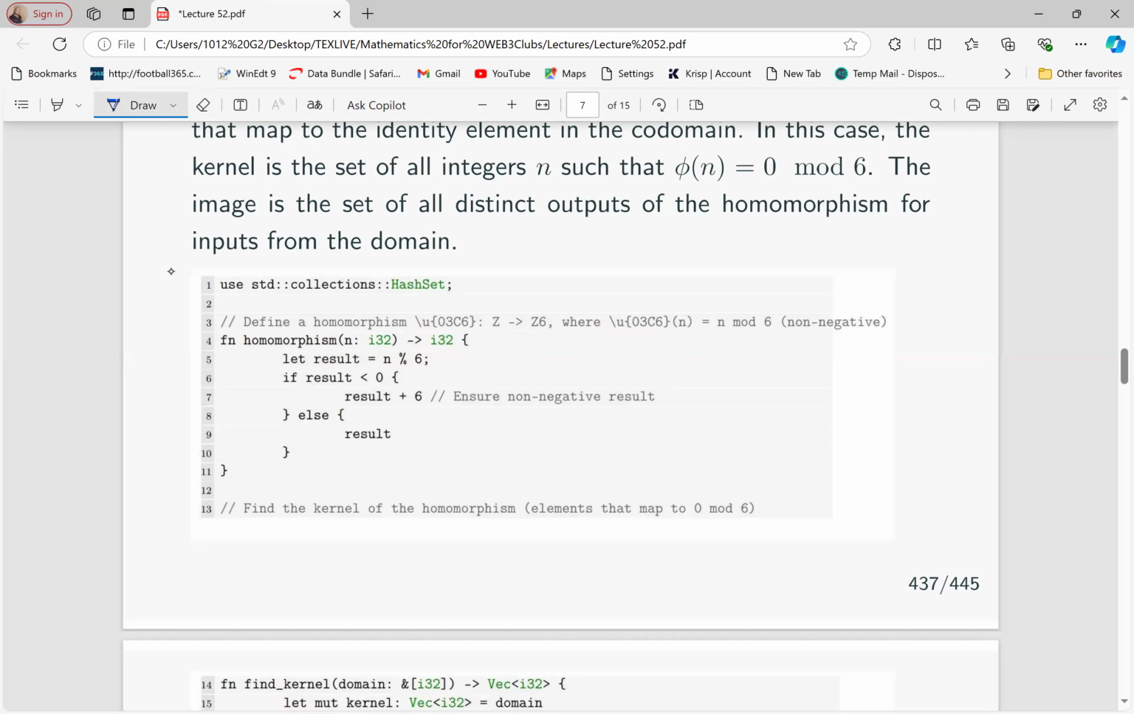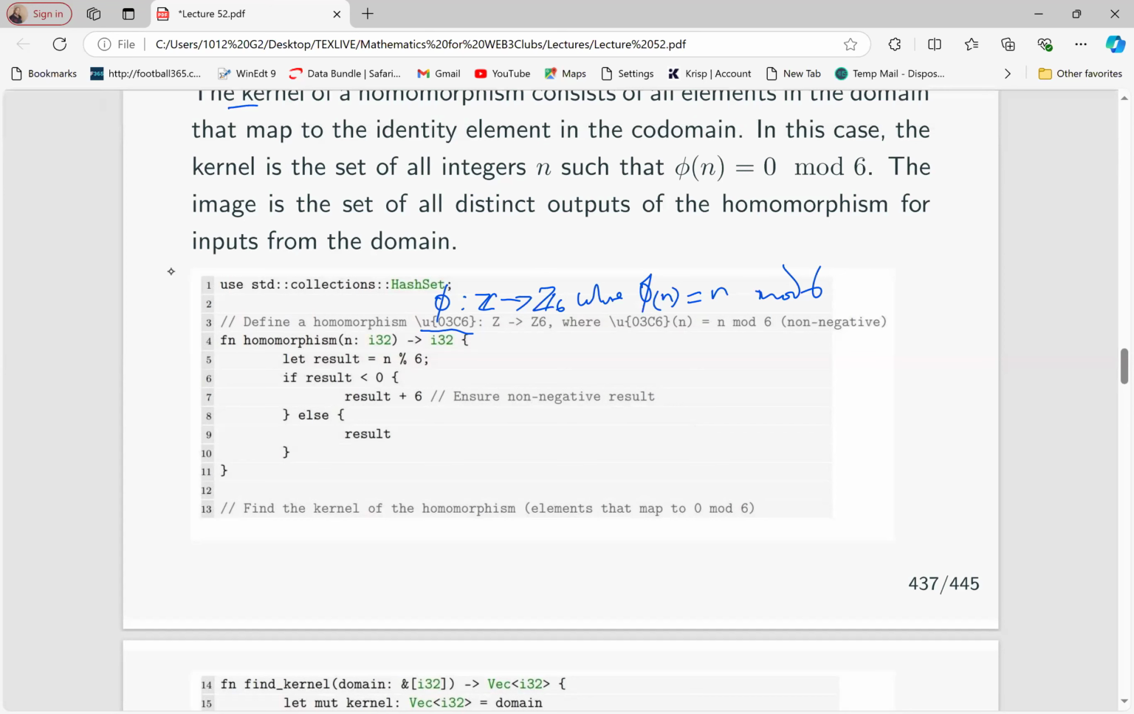Now, yesterday I told you about this. phi maps Z to Z6, where phi of n is mapped to n mod 6. This part just defines the homomorphism for us, and how it will be working.